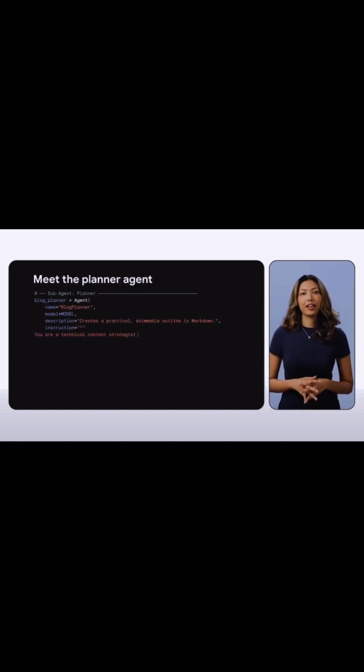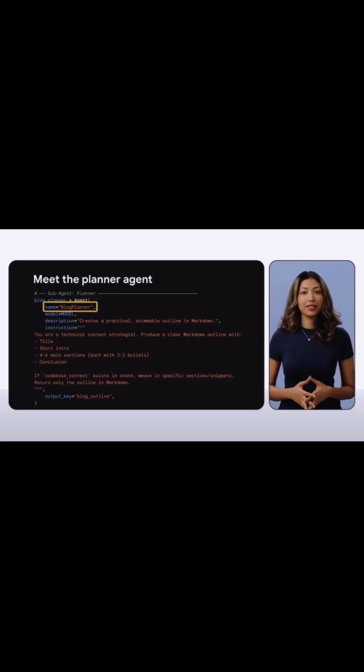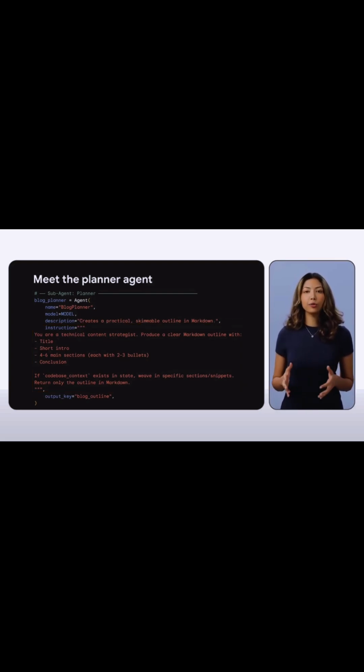So the first agent that we're building out is called the blog planner. Its only job is to take a topic and turn it into a structured outline. We give it the name blog_planner so it's easy to identify, and we tell it which model to use, which comes from our environment file. The description is just a human readable note. The important part of the instruction is here, where we actually tell it what to produce, which is a markdown outline with a title, a short introduction, 4 to 6 sections with bullet points, and a conclusion. By spelling that out, we make the output much more reliable.